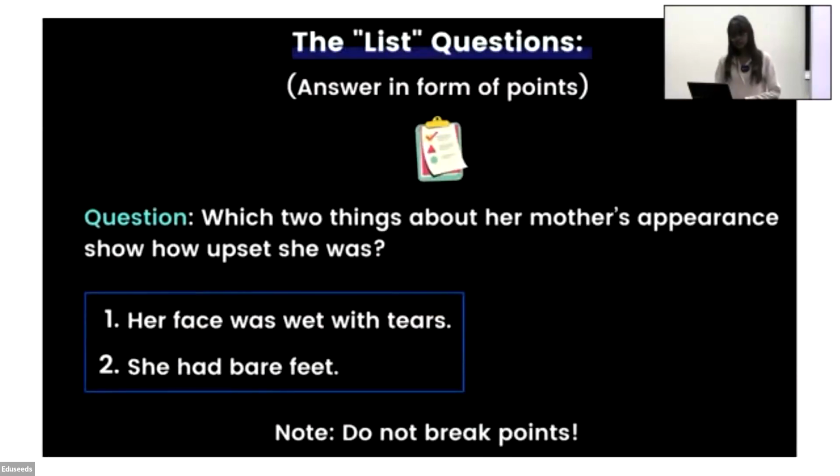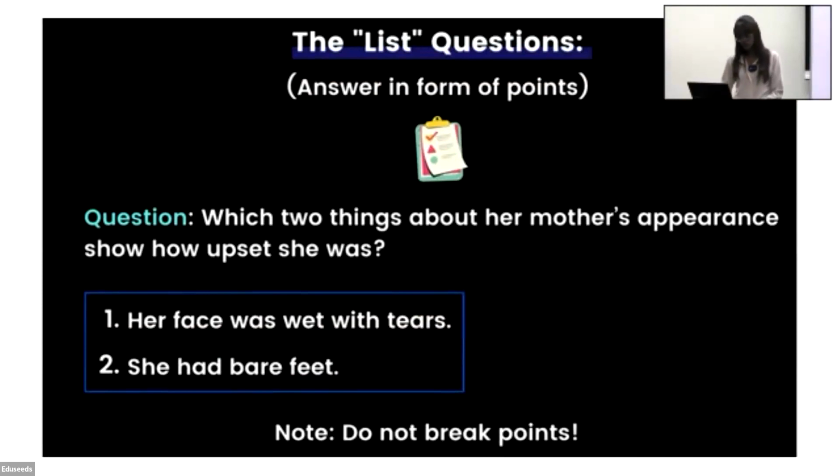Next, we have the list questions. The list questions is when you have to answer in the form of points. You have to list out a few things. So for example, the question says, which two things about the mother's appearance show how upset she was? Two things, so they're asking for two details. So you write in point form. First, her face was wet with tears. Second, she had bare feet. Please write in point form.